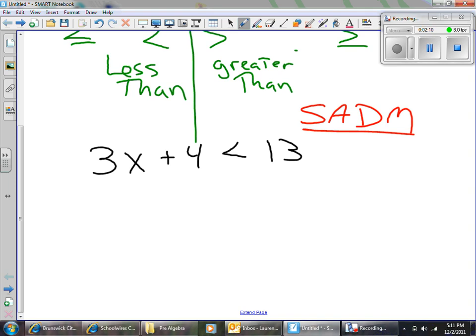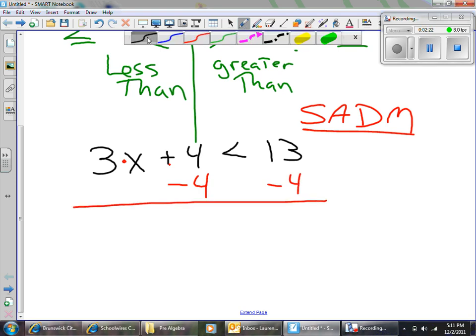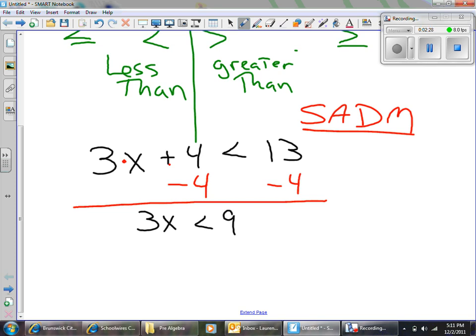All right. I know that x is not alone. There's a 3 attached by multiplication, a 4 by addition. I will undo the addition first, and I will subtract 4 from each side. All right, 3x is less than 9. Is x alone? Why, no, it's not. So I must undo that multiplication. How do I undo multiplication? I'll divide. Yeah, and therefore x is less than 3.